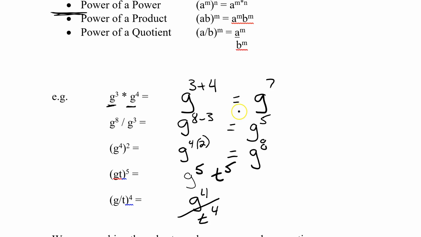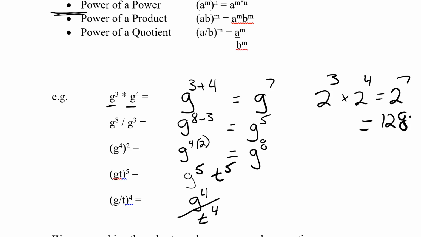So if I had used a number here rather than g, let's say this had been 2 to the 3rd times 2 to the 4th, well, that would be 2 to the 7th, which would be 2 times 2 times 2, 7 times. So 2 to the 7th, we could then bring that down to 128.